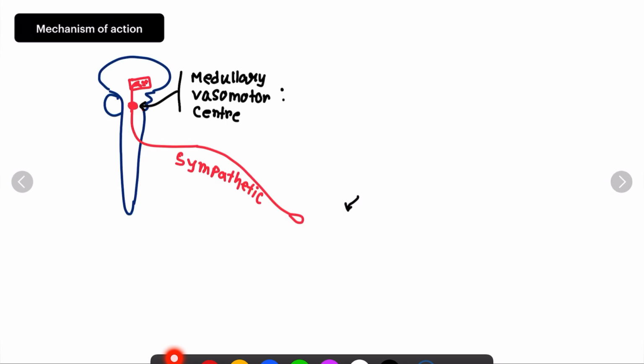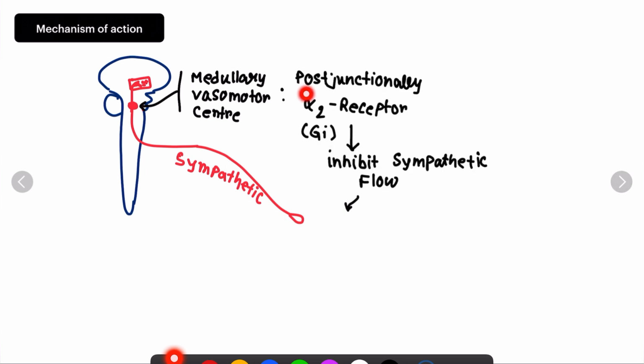You know, this is centrally acting. Look here, this is your beautiful central nervous system, and here is your hypothalamus, and within the hypothalamus you have the sympathetic headmaster. The sympathetic headmaster comes via here, and here is your medullary vasomotor center, from where the sympathetic flow is actually coming down. So this clonidine is acting in the medullary vasomotor center, specifically speaking post-junctionally on the alpha 2 receptor, and this alpha 2 receptor is internally coupled with G inhibitory. Therefore it leads to inhibition of the sympathetic flow.